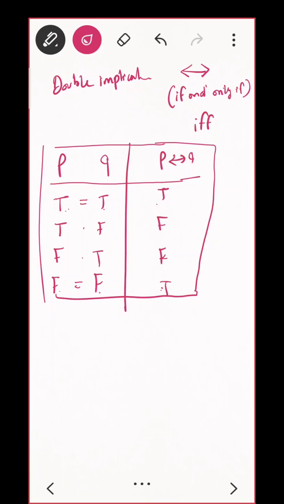So this was all about the chapter logic. In logic, one more thing, whenever I talk about uniqueness, I have a notation, that is the exclamation mark. Exclamation mark means unique. Let me tell you something.